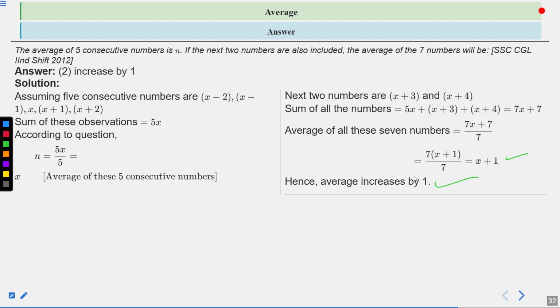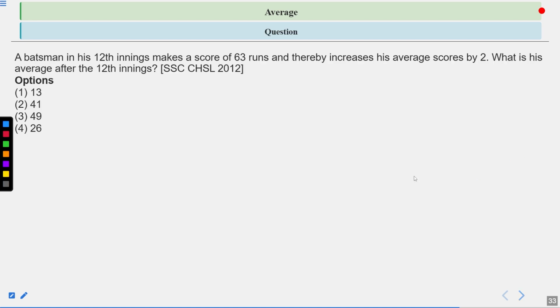Next one. A batsman in his 12th inning makes a score of 63 runs and thereby increases his average score by 2 runs. What is his average after the 12th inning? This question was asked in the SSC CHSL exam in 2012. There are 4 options. One is 13, second is 41, third one is 49, and fourth is 26. Now you have 10 seconds to analyze the question. Your time starts now.